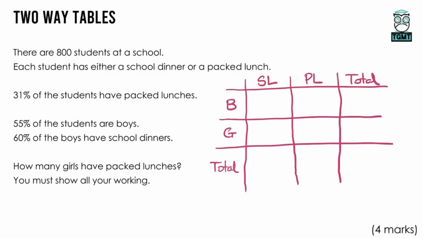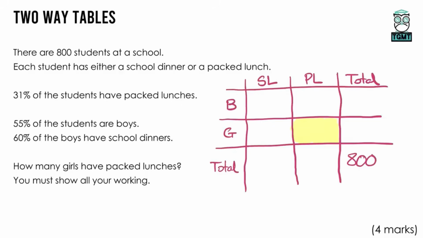And all we're going to do is try and fill in all these boxes. Ultimately, it wants to know how many girls have packed lunch, which is this box here. So our goal is to find the number that goes in that box. So here there are 800 students in total. So 800 would go into our total in the bottom right.